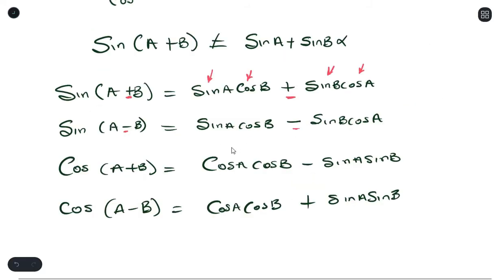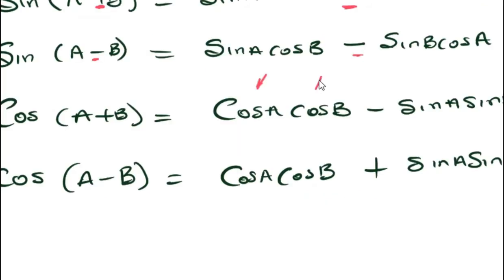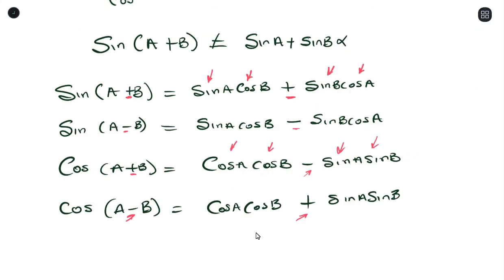With cos, you would notice that you have the cos's first, then you have the sines. As you can see, cos A cos B, then sine A sine B. Another very important thing is the signs. Whenever you have a positive, the identity produced will be negative, and whenever you have a negative, the identity produced will be positive. You need to try as much as possible to memorize this.